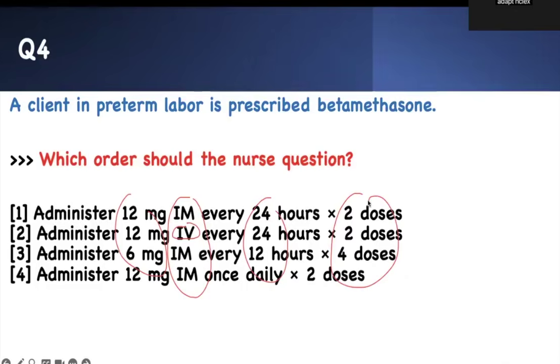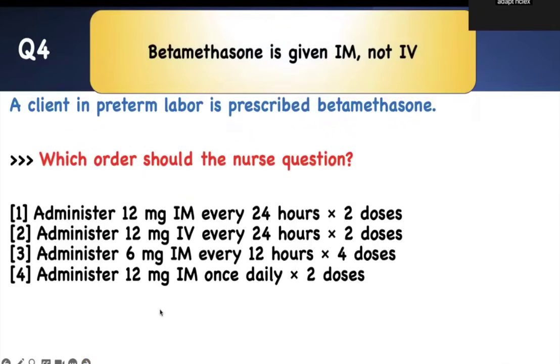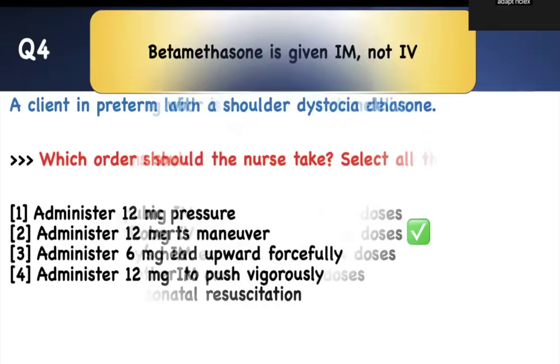Therefore, what do you think? I see 3 IMs and I see an IV. That is your clue. There's an odd answer choice in it. Don't make it difficult. I want you to know that this steroid, given to improve surfactant in preterm labor, is given as an IM medication. That's all. So the steroid medication, betamethasone, is given as IM, not IV. That's what I'm testing. That's the concept you should take with you.